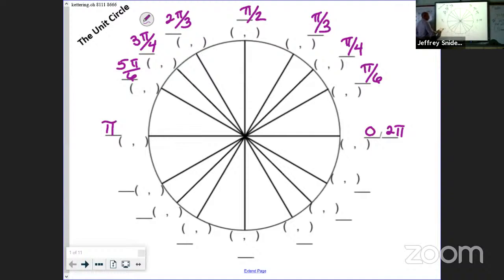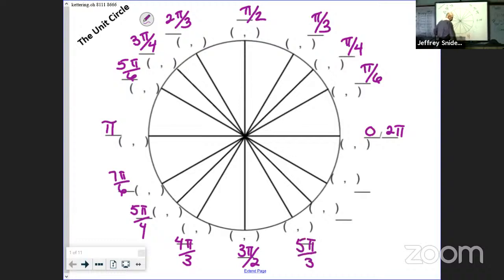Let's keep going here. Down here now we're at 7 pi over 6. 5 pi over 4. 4 pi over 3. 3 pi over 2. 5 pi over 3. 7 pi over 4. And 11 pi over 6. Okay? So we want to be able to do that. We want to know where those are.